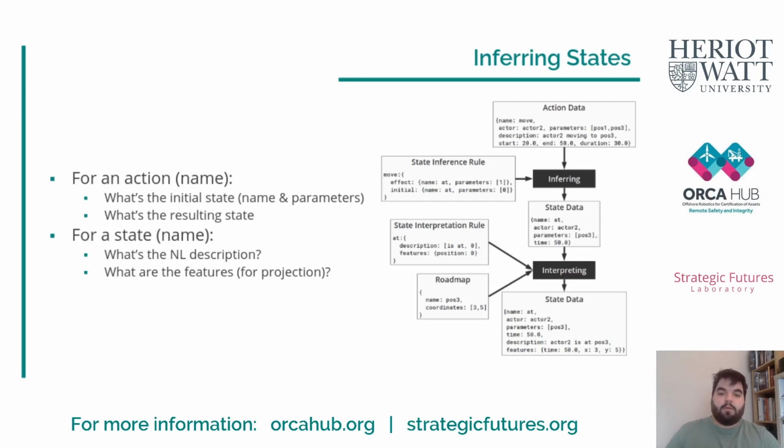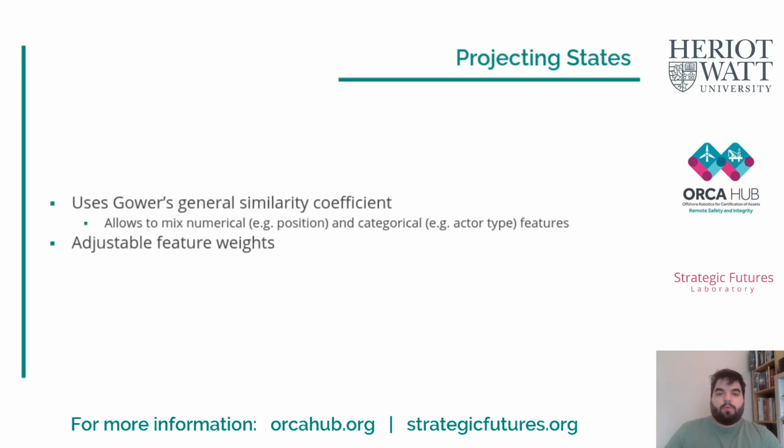So when we have the state data, we can use it for the time curves and the scene map visualization as well. For the time curves, what we do is we project the states, and this is first done by computing the similarity between states. We're using Gower's general similarity coefficient in our application, simply because it allows us to mix numerical features such as the position with categorical features such as the actor type.